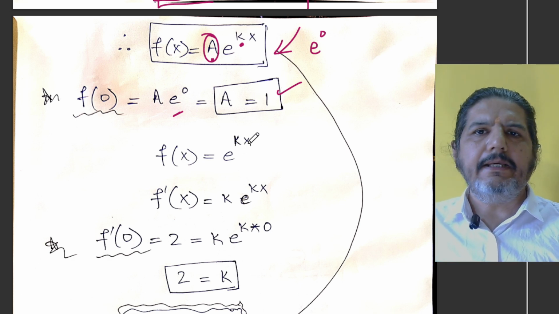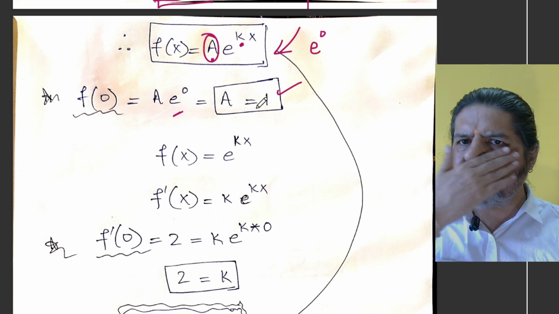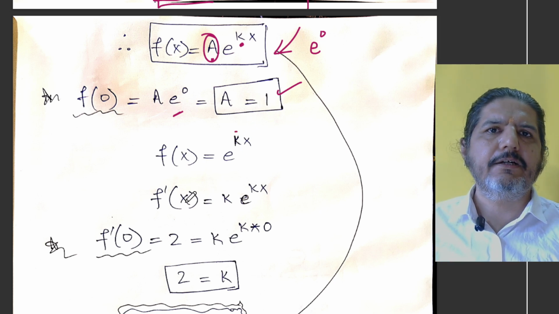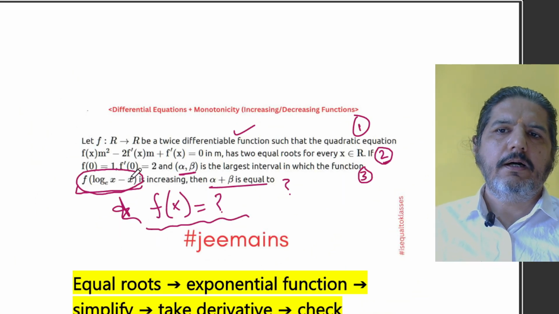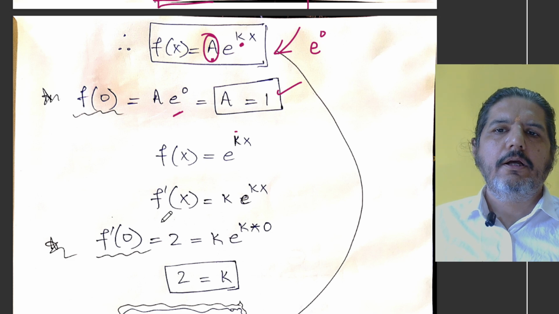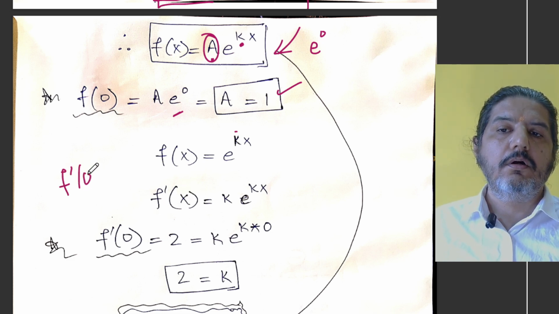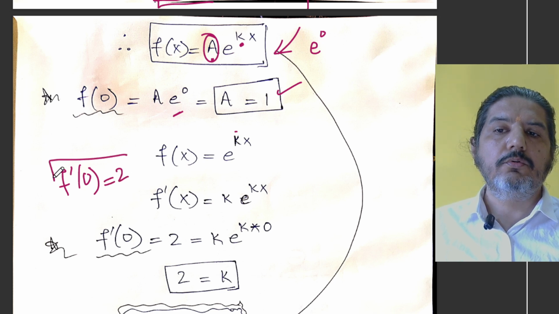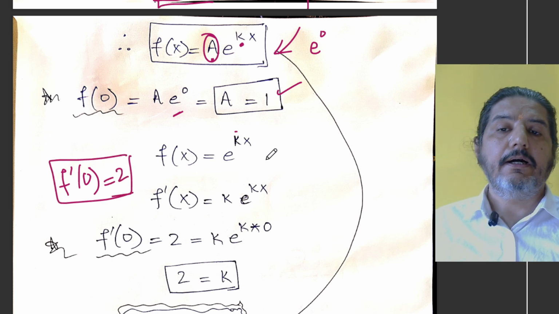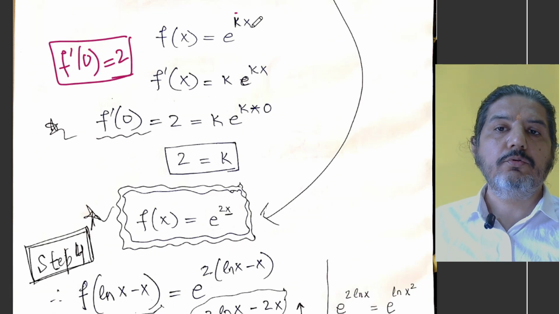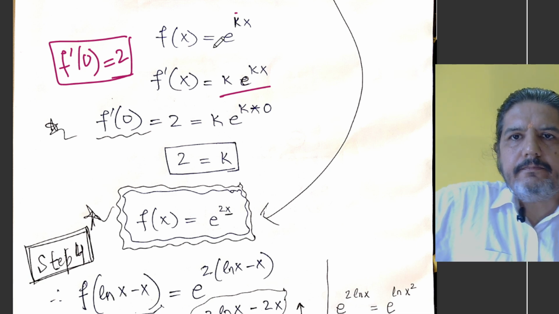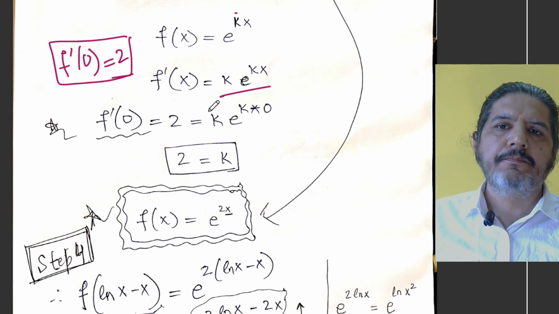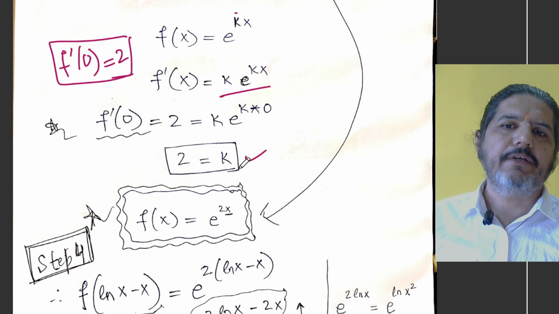Now f x is equal to e raised to power kx, a is equal to 1, so that vanishes. Now I have to find the value of k. What I do is I take a differential. Why do I take a differential? Because I have the value of f dash 0, which is equal to 2. This is what I am given. So f dash x is equal to k e raised to power kx. This is the differential of e raised to power kx. And now because I have the value, I find the value of k is equal to 2.